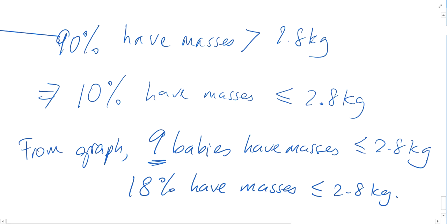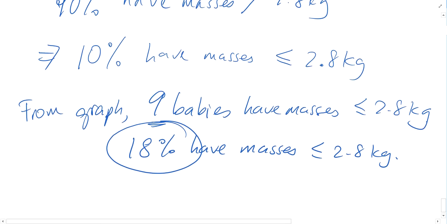So does this tally with the original statement? It says that 90% have masses greater than 2.8. So they are trying to say that 10% have masses less than or equal to 2.8. Is that true? No, it is not true. In fact, 18% have masses less than or equal to 2.8 kg. Okay? So therefore, the statement is not true.